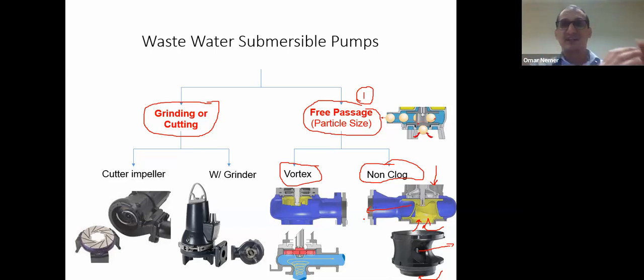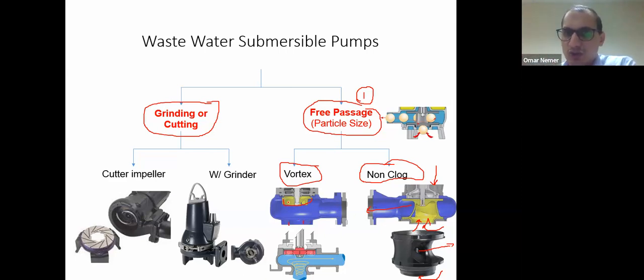Now, the second type of free passage pumps is the vortex. If you see the pump here, you see the casing, the blue one. Look at the impeller, the yellow part, look how far it is from the inlet. There is a big gap between the inlet and the impeller. The type of impeller here is a semi-open impeller.